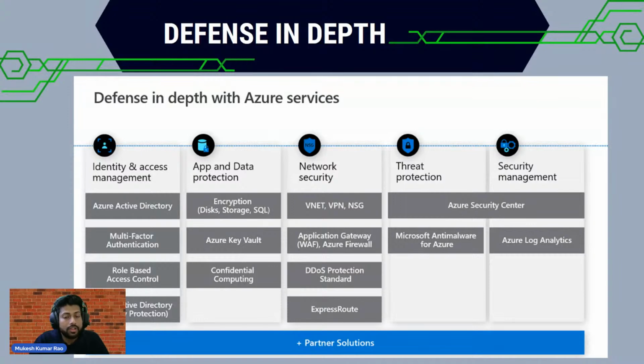Now the same thing if you ask in the Azure environment or cloud platform, so these are the five areas that it is covering. So the first we call identity and access management. You can simplify this thing. We have Active Directory, we have multi-factor authentication, we have role-based access control, and identity protection.